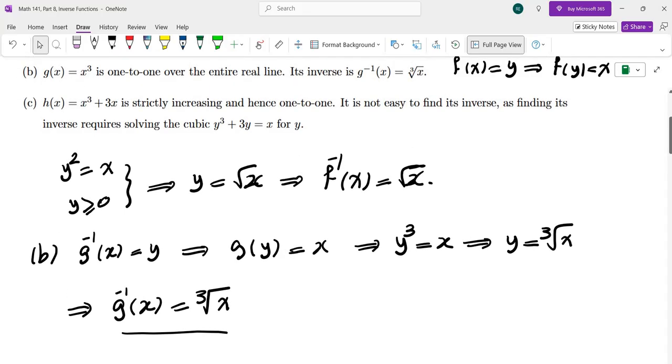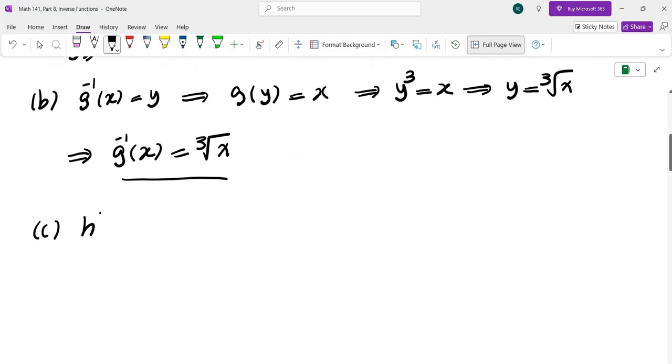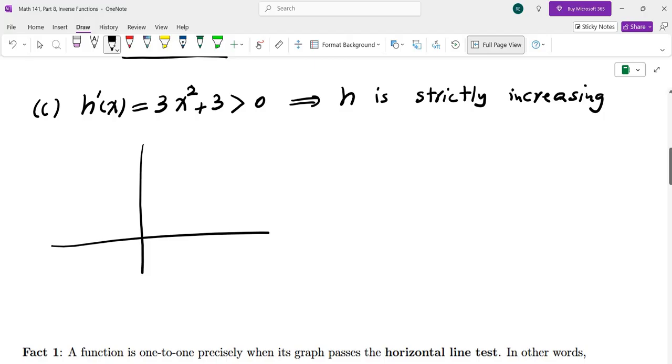If we look at the function x cubed plus 3x, that's a strictly increasing function. If you take the derivative of this function, we get 3x squared plus 3, and this derivative is positive, which means h is strictly increasing. So if we have a function that is strictly increasing, then it is just going up. And that tells us that this function can never go back to itself. So h is in fact one-to-one.